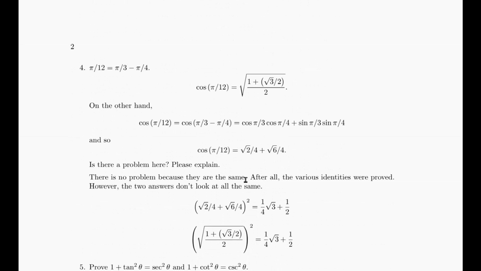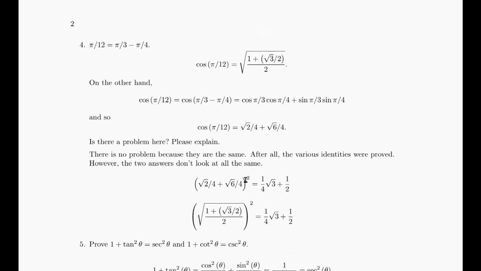Now here's an interesting problem. The cosine of pi twelfths is the cosine of 1/2 of pi sixths. So it should be the square root of 1 plus square root of 3 over 2, all divided by 2. See? On the other hand, you see square root of 3 over 2 is what? It's the cosine of pi sixths, isn't it?